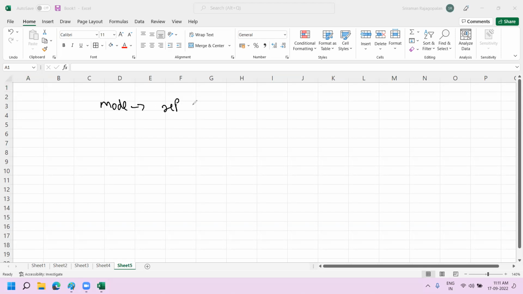We can only figure out the most frequent value used in the particular data set, the maximum number of times that value has been used in that set. If we try to calculate the average or other things, we'll get an average out of it. Mode will just give us the value that has been used the maximum number of times. So where does the problem lie in that?